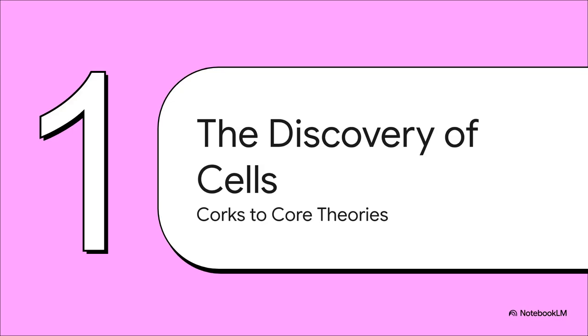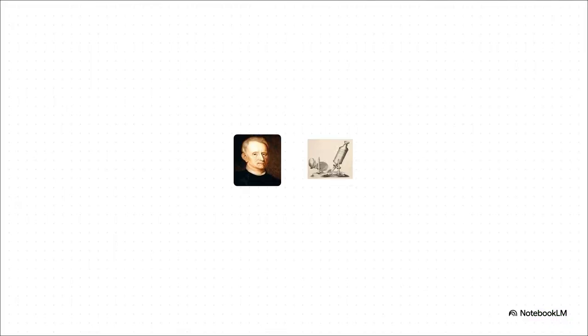Part 1. The discovery of cells, from quarks to core theories. So our whole understanding of this hidden microscopic world actually kicks off way back in 1665. Before then, humanity honestly didn't even have a concept of the cell. Enter a scientist named Robert Hooke. He uses this really basic early microscope to look at a thin slice of cork.